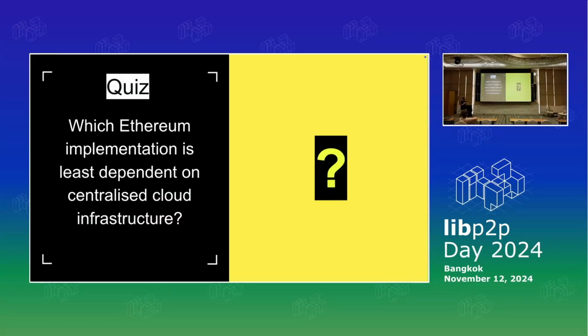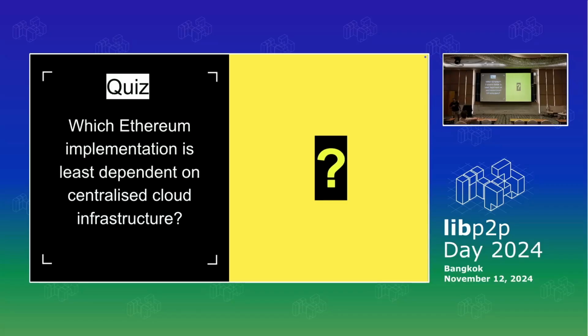And so I have a quiz for you. This allows us to measure the topology and also get information about, for example, data centers. Like, are these servers running in data centers? And so what do you think? Which Ethereum implementation is least dependent on centralized cloud infrastructure?